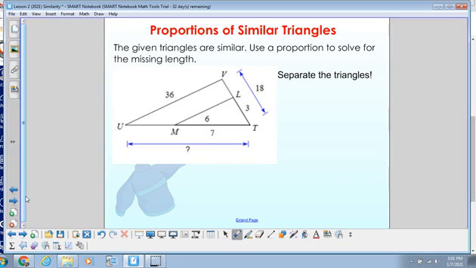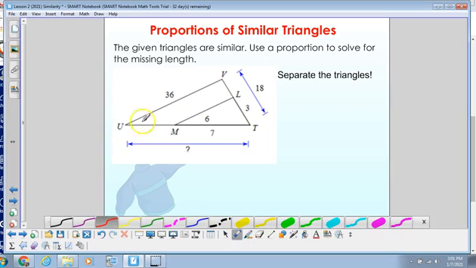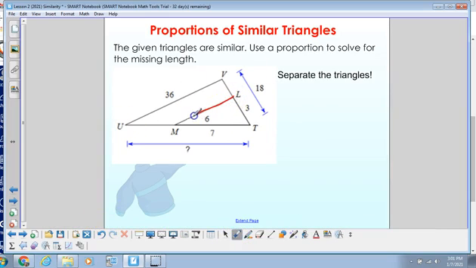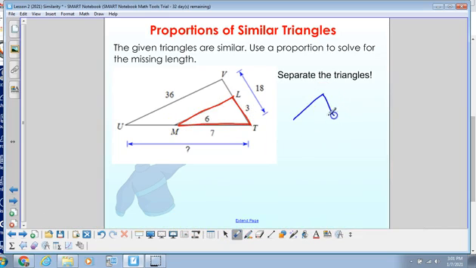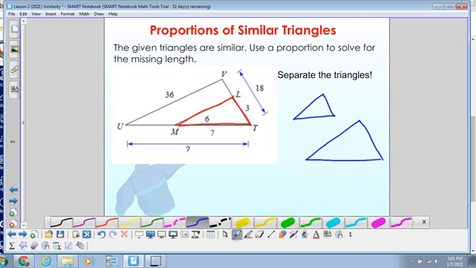Three problems right here we're just going to work out that have multiple triangles in the same picture. So in this picture, it says the given triangles are similar. It's very important that we first recognize that there are 2 triangles in this picture. There's obviously a big triangle, and then there's a second small triangle. So I would encourage you, when you do this, you'll always see me doing this, separate your triangles. It doesn't have to look great, but when I do this, it's a lot easier to match up which parts go together.